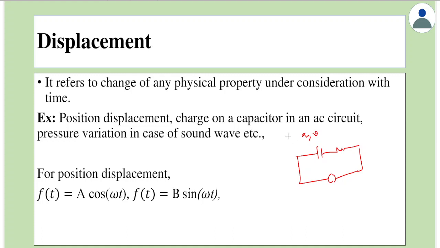Similarly, when sound moves from one point to another point, that causes a change in pressure. So even pressure variation could be thought of as a displacement. So the idea is that displacement is a very general term in this context, and it has many examples. What is given here is just a few examples. There are many such examples where something would change.